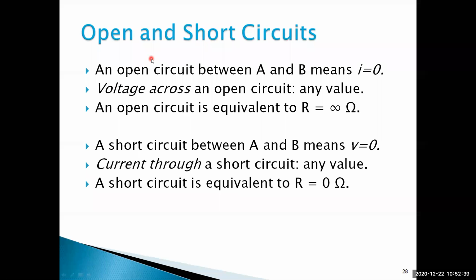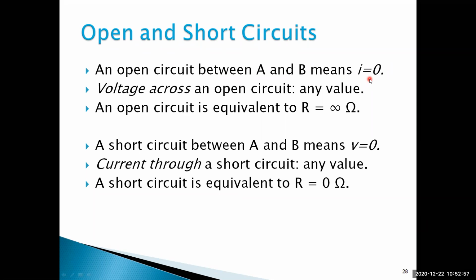So open and short circuits. This is one of the important concepts. Open circuit and short circuit. In that case, what happens in the network? An open circuit between A and B means current is zero.